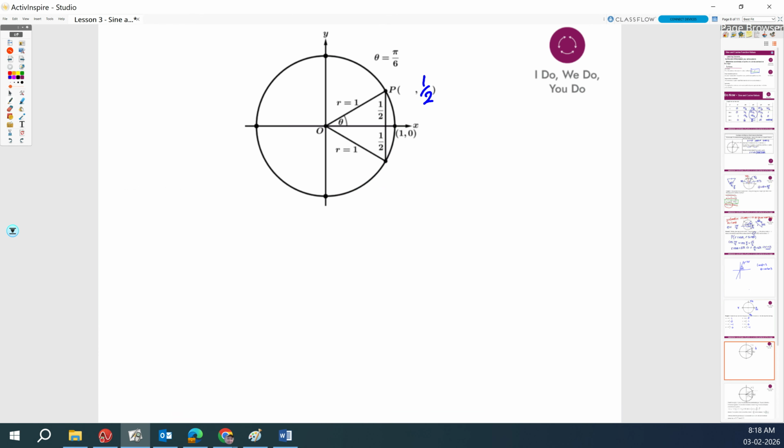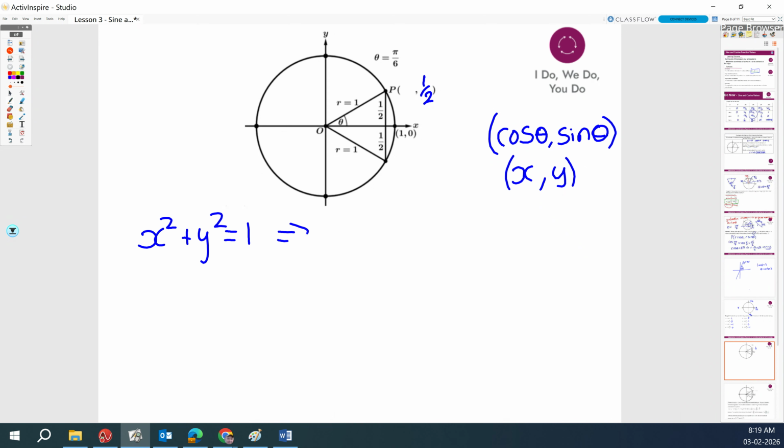You remember that the coordinates there are cosine of theta, sine of theta. The coordinates in the unit circle is this, any coordinate is this. Putting that into the circle's equation, x squared plus y squared equals 1, this implies that cosine squared of theta plus sine squared of theta is equal to 1.